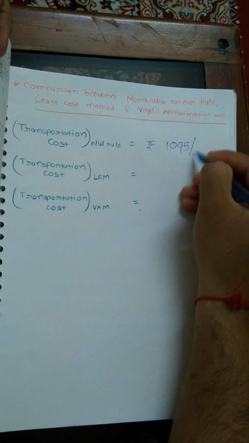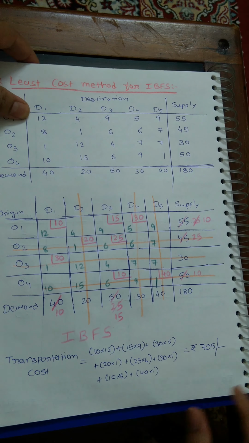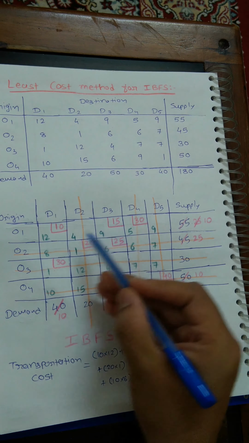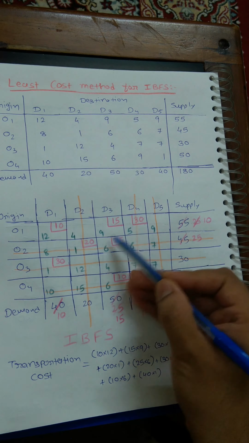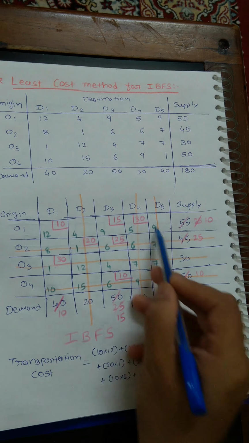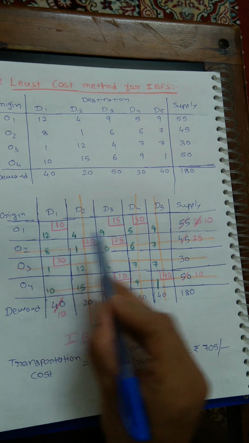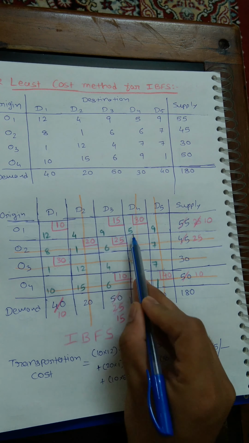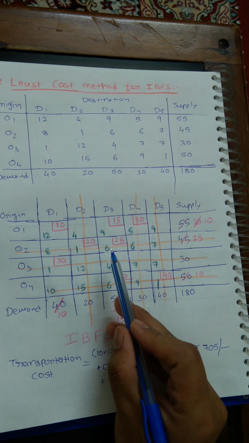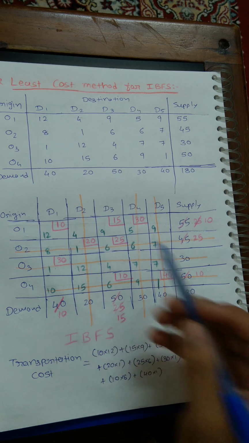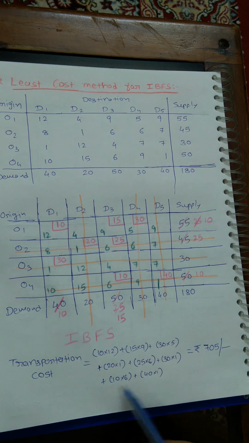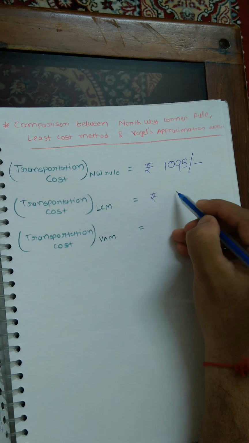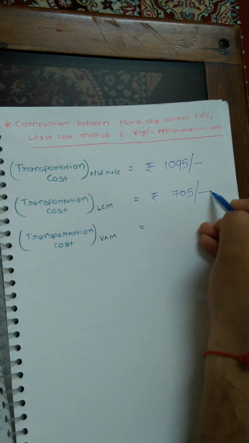Next, let us check the transportation cost by the least cost method. In the same way you have to do 10 cross 12 plus 15 cross 9 plus 30 cross 5 and so on. You will come to the final transportation cost by this method. Do simple multiplication and addition, and finally we got 705 as the transportation cost by the least cost method.